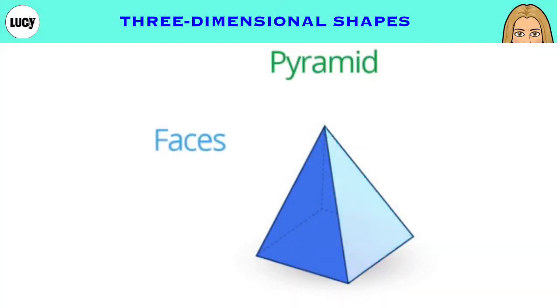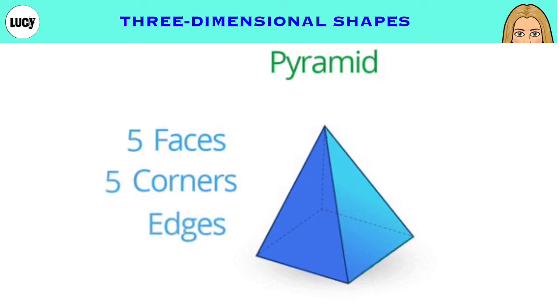Pyramid. Faces: 5 faces. Corners: 5 corners. Edges: 8 edges.